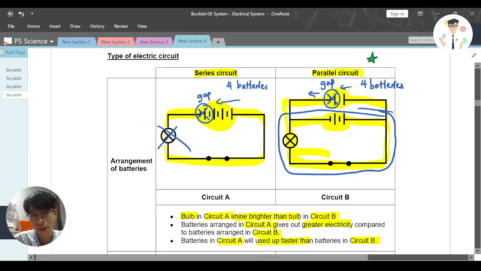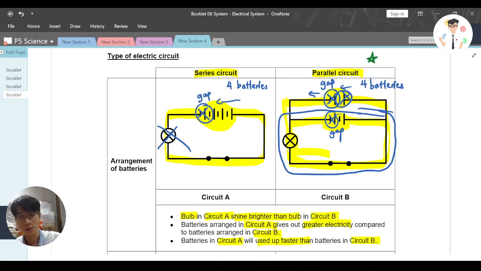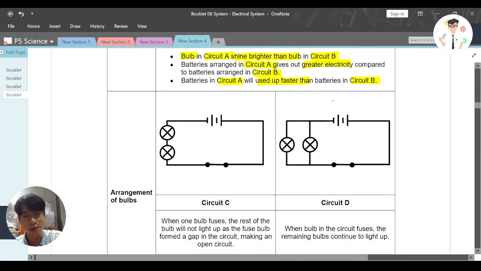But if the battery here is spoiled, this bulb is actually still able to light up. What if here also spoils? It doesn't matter because here is still working. But if this is spoiled, then it will not work because here also forms a gap. So that's the kind of difference between series circuit and parallel circuit. Let's move on to the next part.